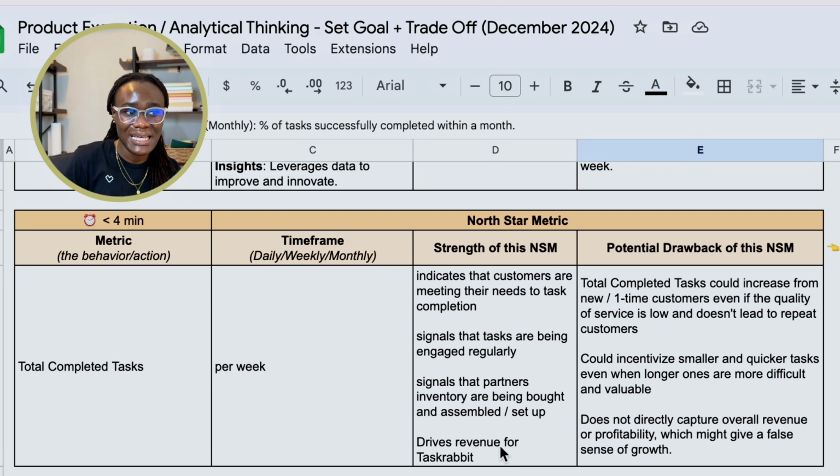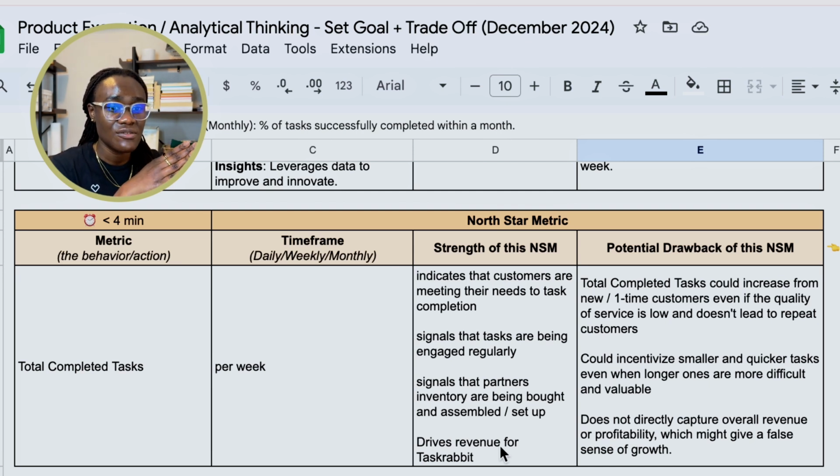It also signals that partner inventory are being bought and assembled or set up. Similar to taskers, the service providers may also be having their work completed and their customer needs met if the total tasks completed per week is increasing. And lastly, it drives revenue for the TaskRabbit platform. So that's why I think this North Star metric is a strong one.